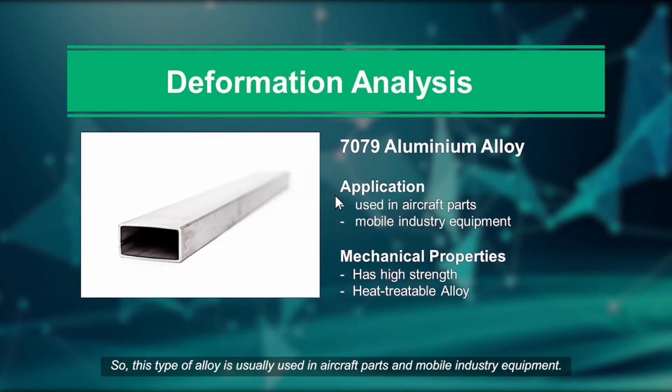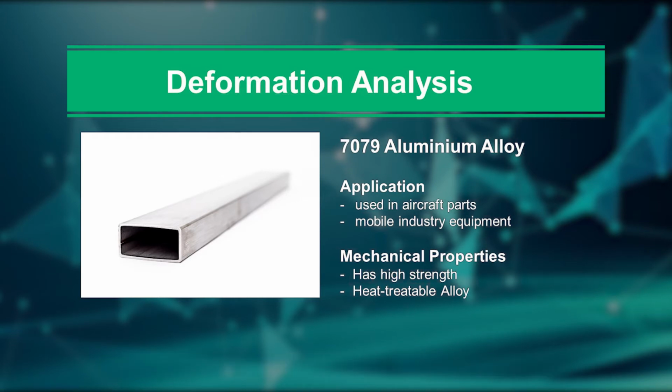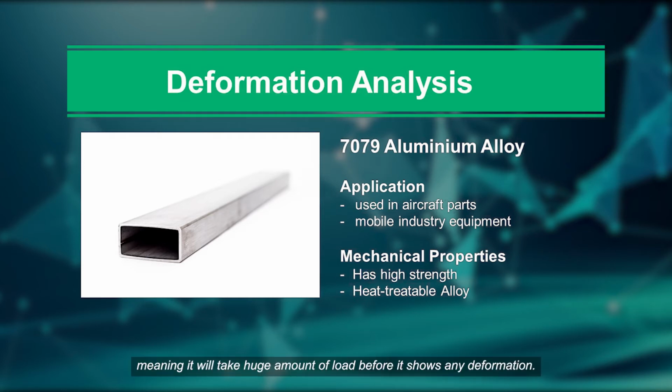So, this type of alloy is usually used in aircraft parts and mobile industry equipment. Its applications indicate that this alloy has a high strength, meaning it will take a huge amount of load before it shows any deformation. It's also a heat-treatable alloy, which means it sometimes underwent a heat treatment to alter its mechanical properties, such as strength.